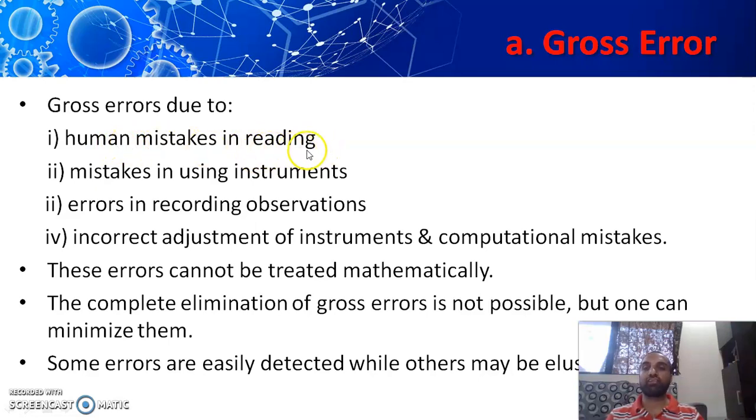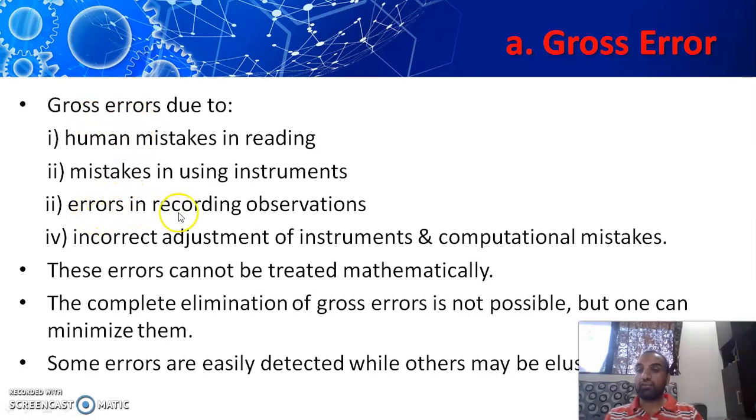While performing the experiment, a human can make some mistakes, due to which error is introduced. That error is gross error. This error is also due to mistakes in using the instrument. If the user is not an expert in handling the instrument, and at that time mistakes are made in the experiment, such errors are introduced under gross error.